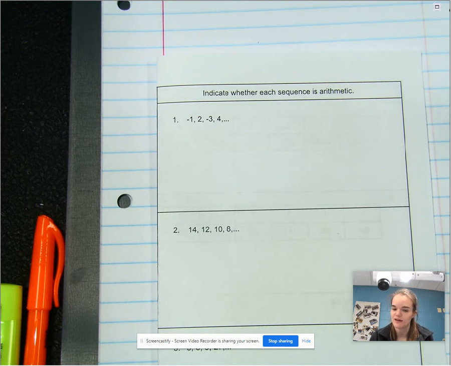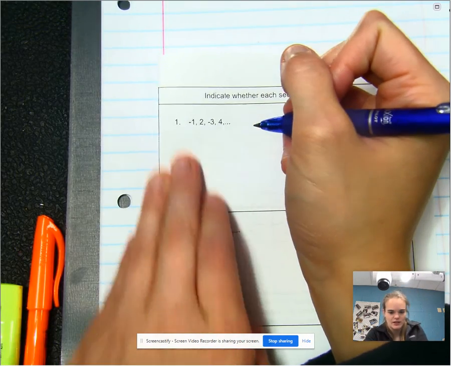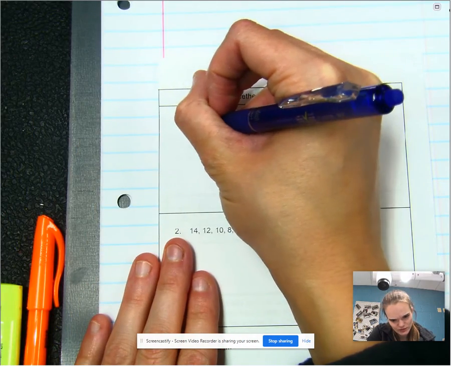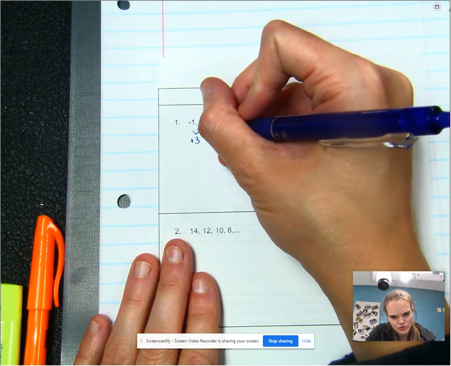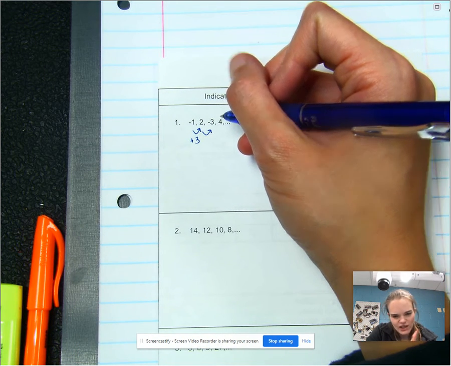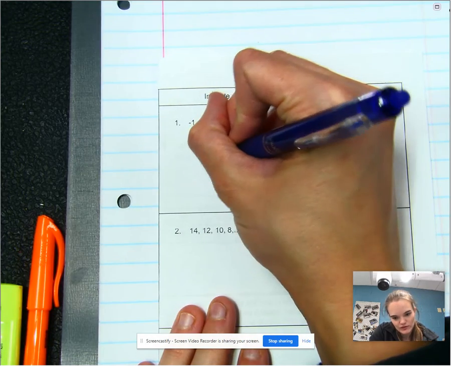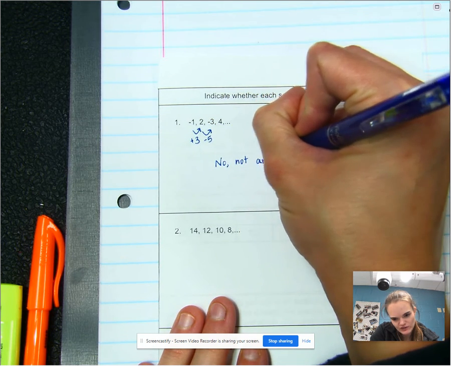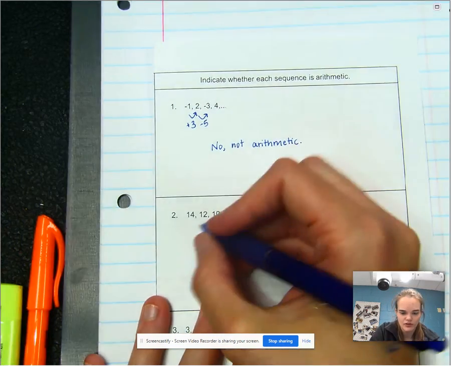Remember, in order to be arithmetic, they have to have the same difference. And here's how we decide. We're going to do 2 minus negative 1. 2 minus negative 1 is 3. So you added 3 to get from here to there. Okay, well then negative 3 minus 2 is negative 5. Notice these are not the same. This is no, not arithmetic. That's all I'm doing. Yes or no? No, that's not arithmetic.